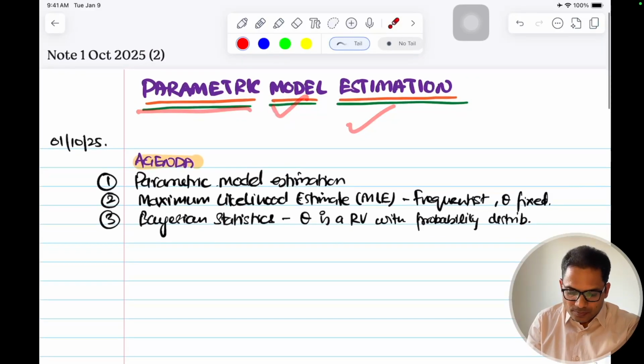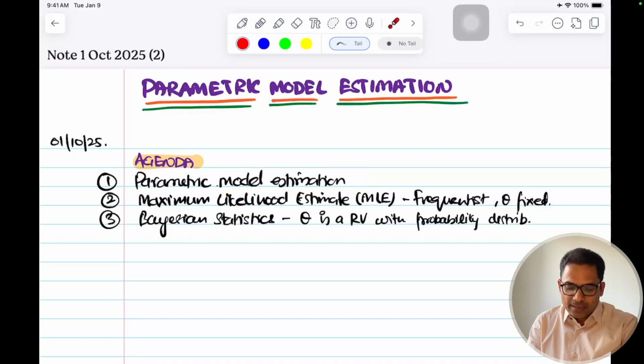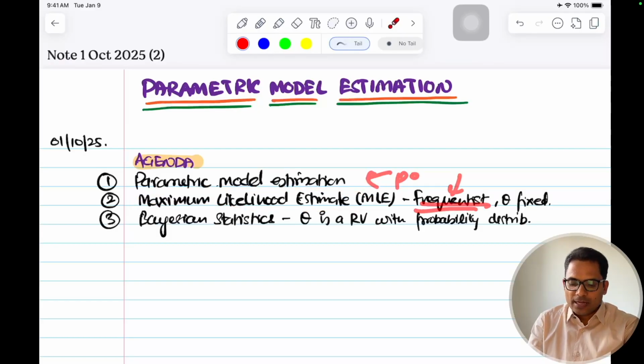We'll discuss what parametric model estimation means, and then we'll discuss the two broad philosophies of parametric model estimation. One is the frequentist philosophy, and the other is the Bayesian philosophy. Under the frequentist philosophy, we'll study maximum likelihood estimate, which gives a point estimate, and then we'll discuss Bayesian statistics.